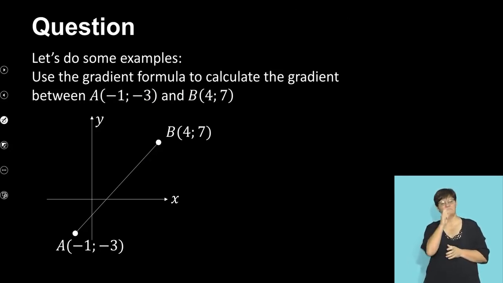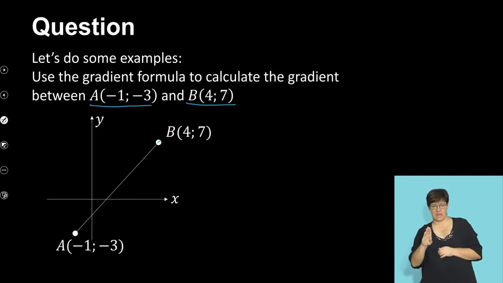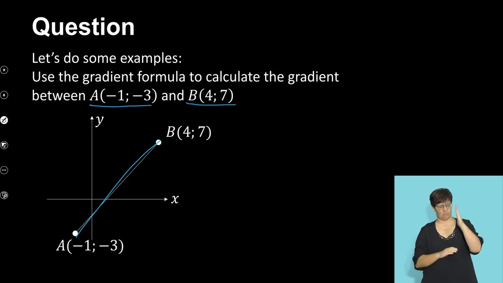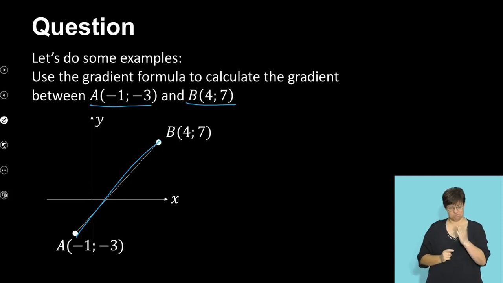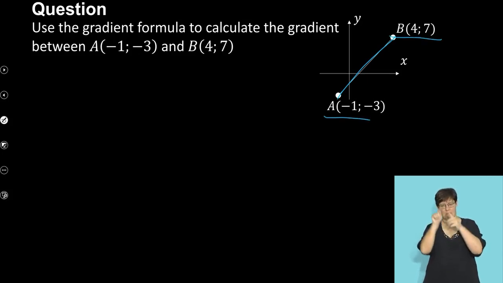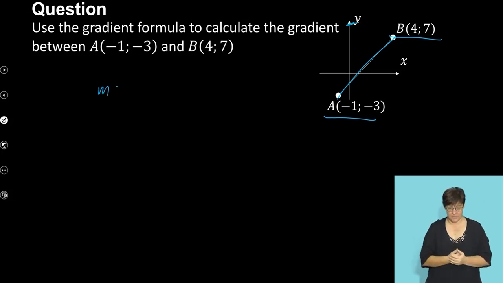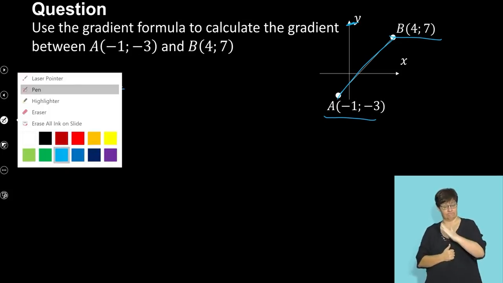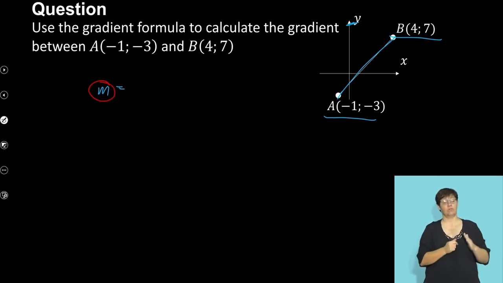Here we can see they ask us to calculate the gradient between A and B. And again, what is the gradient? They're just asking us, what is the steepness of this line? What we're going to be doing is using the formula. So here I've got the same line and the same points. I've just put the sketch in the corner here so that I've got a little bit more space to work. And the gradient, just as an insert, we're generally going to refer to as M.